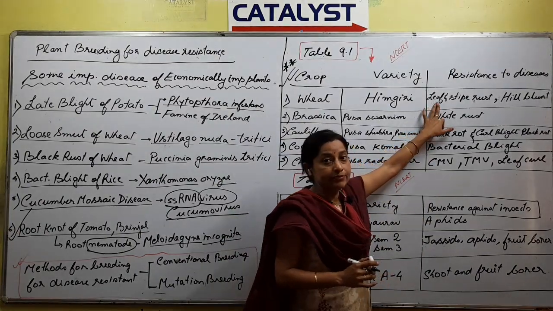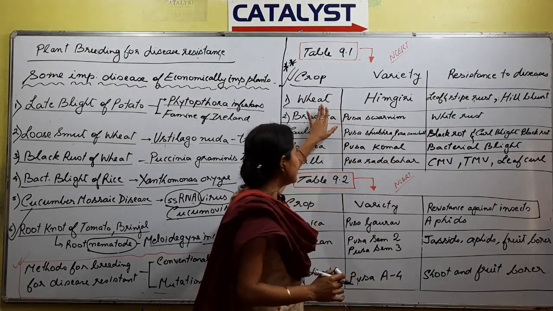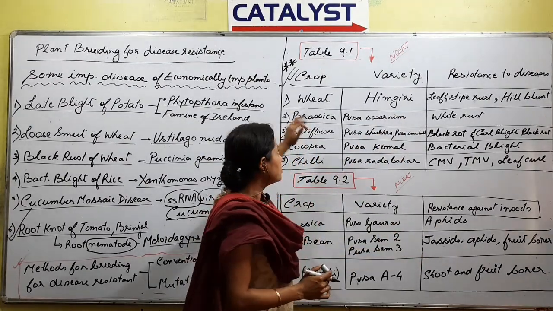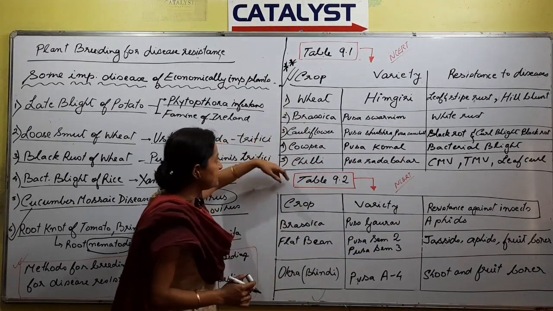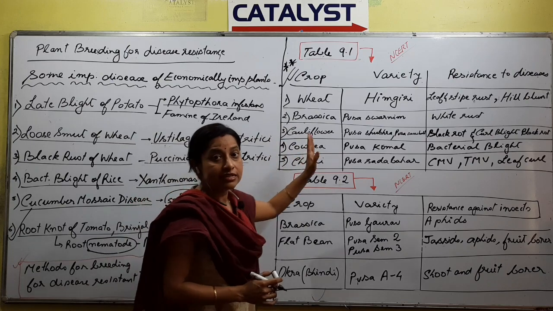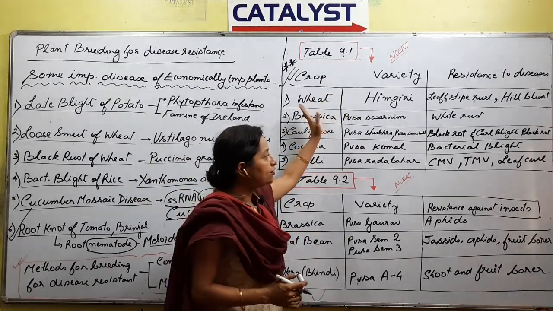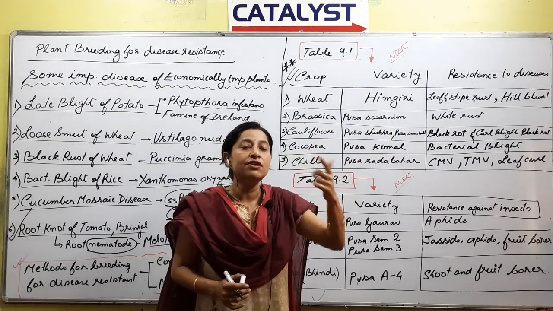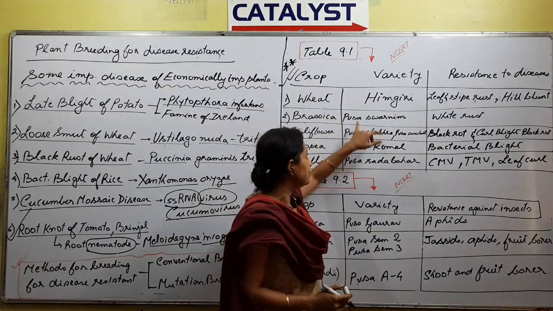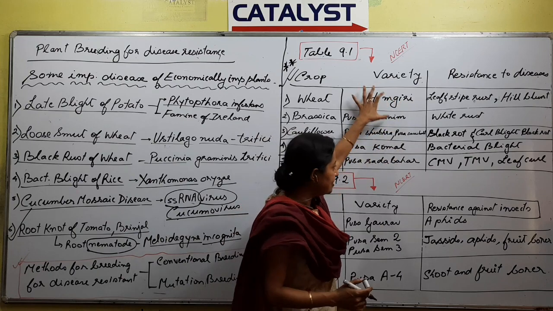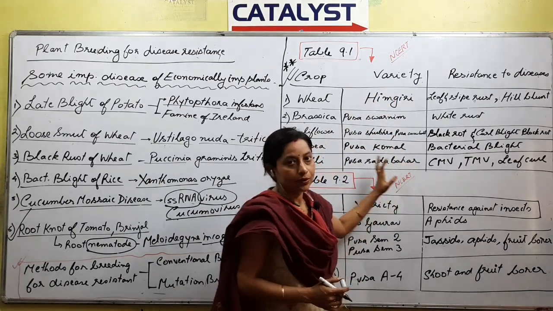Just remember the names. Question: Himgiri is a variety of what? In the options you might have all this, and in that case what you need to choose is that Himgiri is a variety of wheat. But the vice versa question can also come: wheat's variety is which one? Pusa Swarnim, Pusa Shubhra, or Himgiri? So this is a column that you need to remember, right?